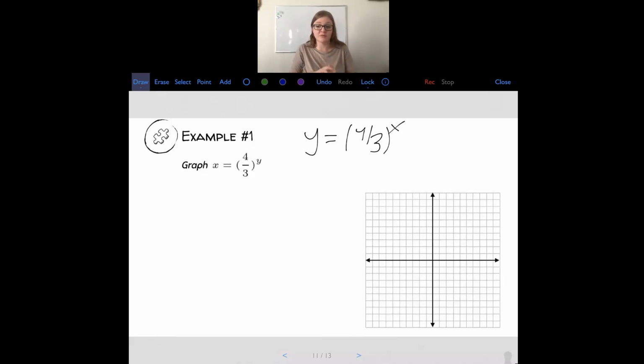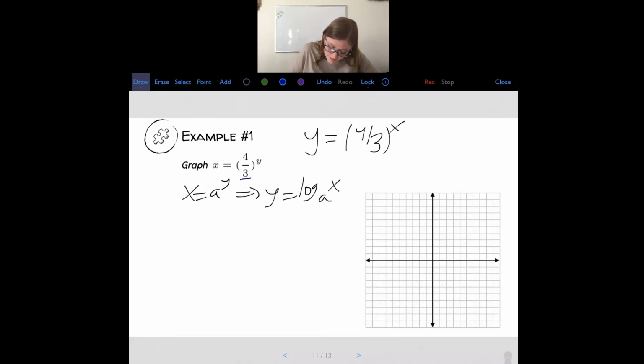So something like this would be harder to graph, but what we can do is convert it to a log and then graph that instead, okay? So remember, if we have x equals a to the y, this means that we have y equals log base a of x. So our base of the log is 4/3. What's inside the log is x, and this is equal to y.